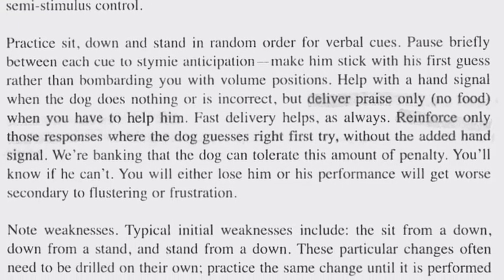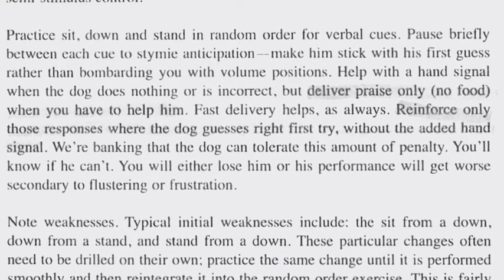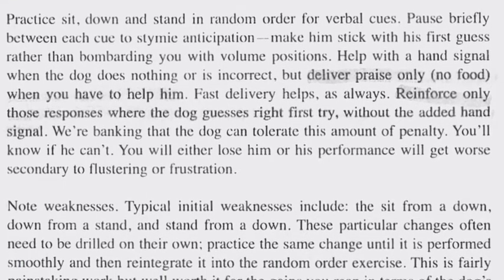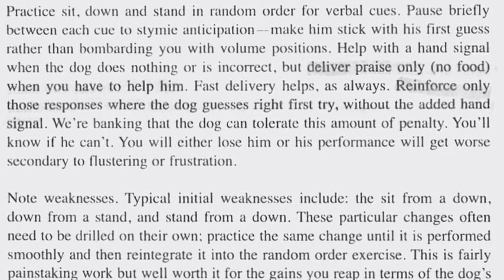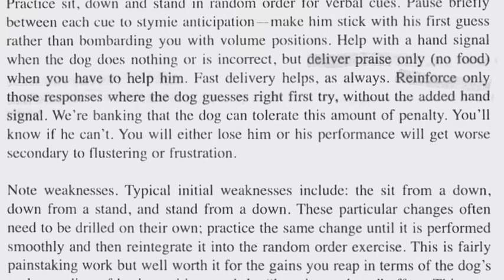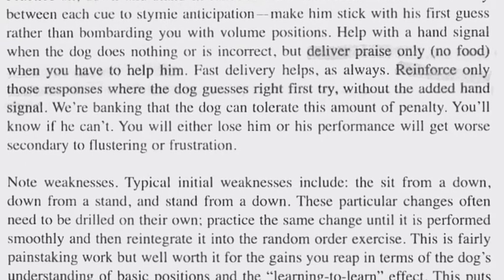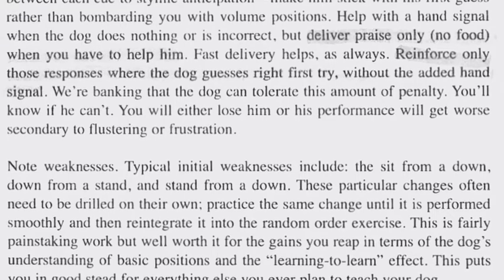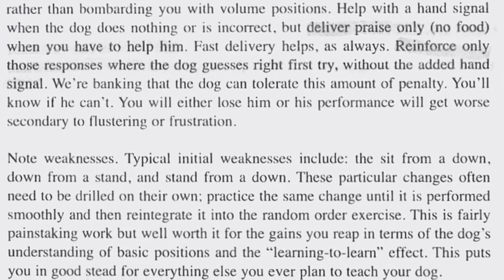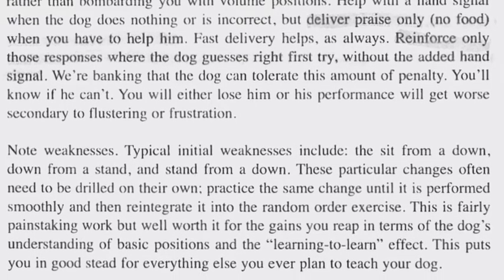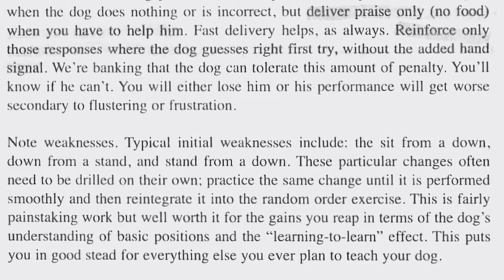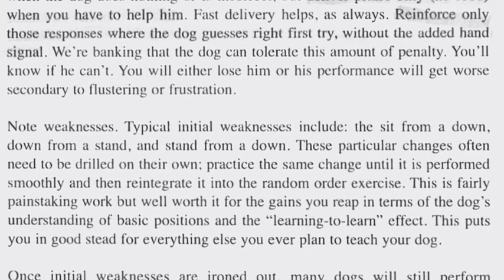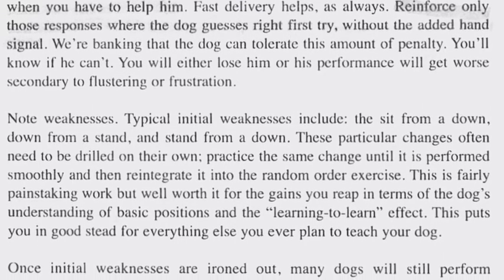Reinforce only those responses where the dog guesses right first try, without the added hand signal. We are banking that the dog can tolerate this amount of penalty. You'll know if he can't. You will either lose him or his performance will get worse secondary to flustering or frustration. Note weaknesses. Typical initial weaknesses include the sit from a stand, down from a stand, and stand from a down. These particular changes often need to be drilled on their own. Practice the same change until it is performed smoothly and then reintegrate it into the random order exercise.